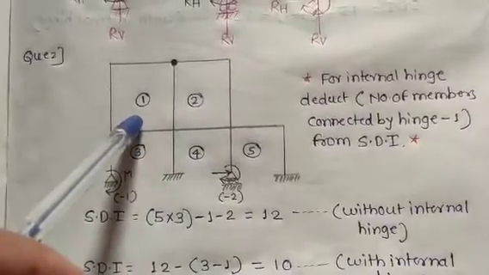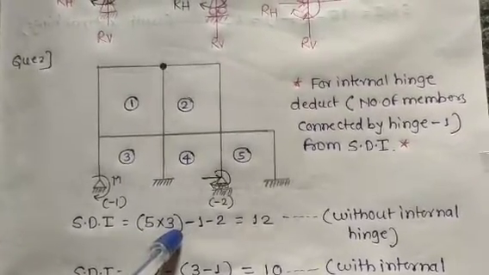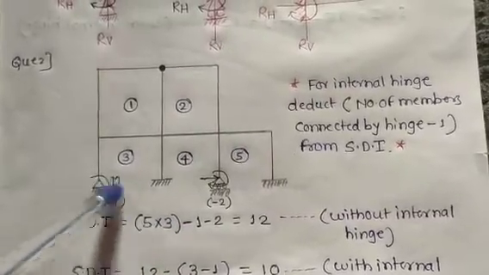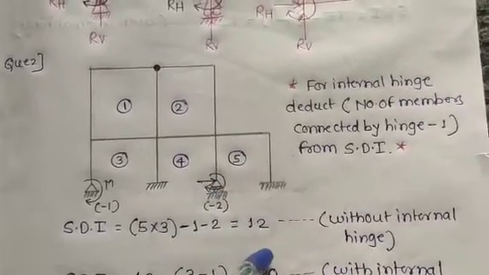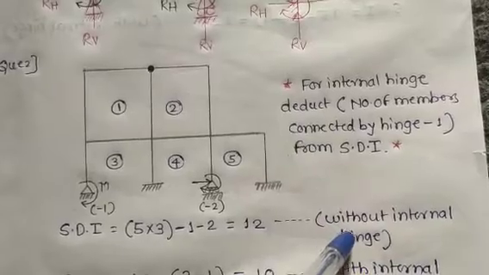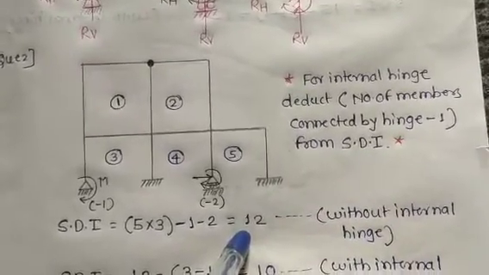As counted, the number of closed spaces is equal to 5. Multiply it by 3, then deduct 1 release for this hinge support and 2 releases for this roller support. Hence the static degree of indeterminacy for this particular frame without internal hinge is equal to 12.